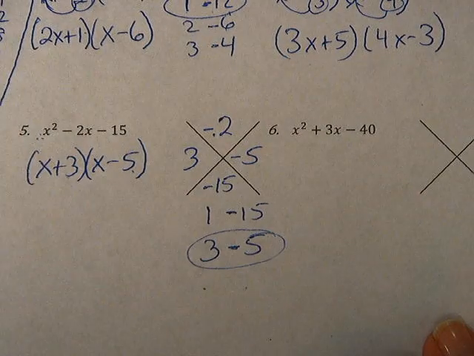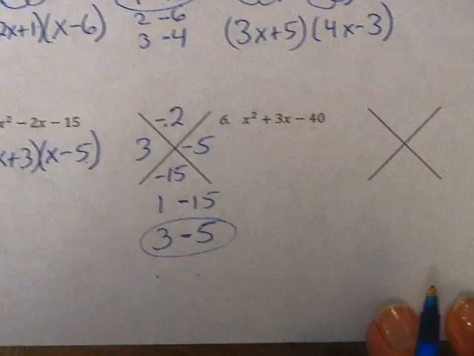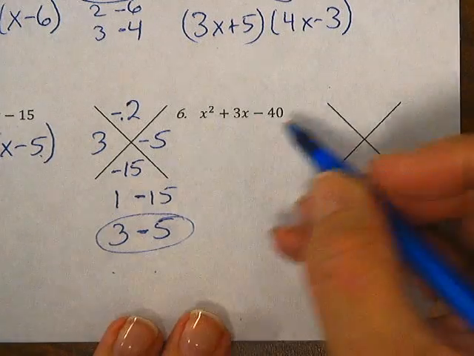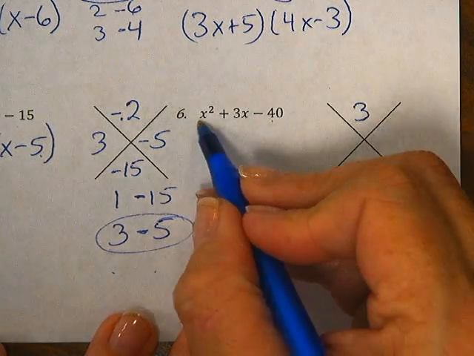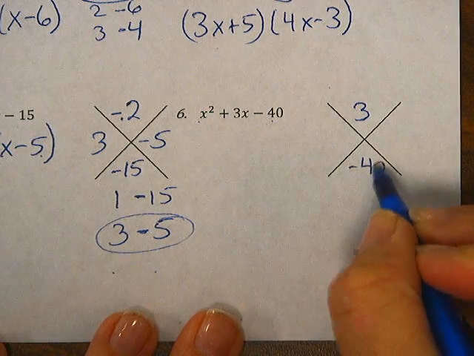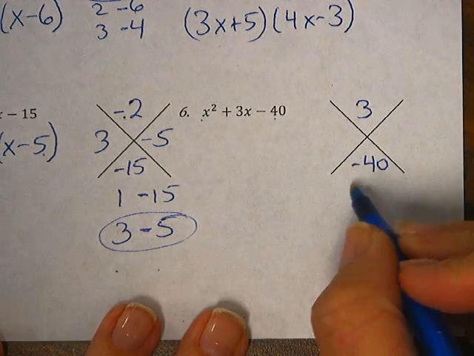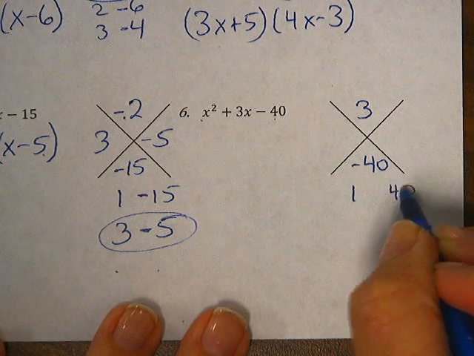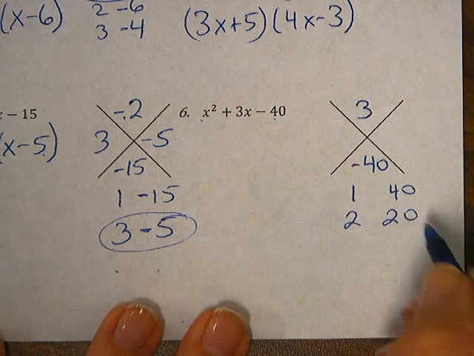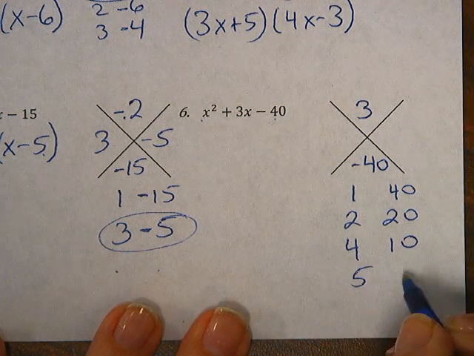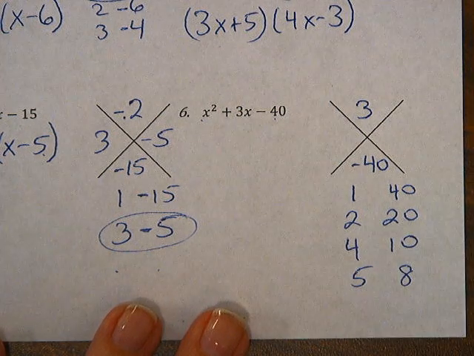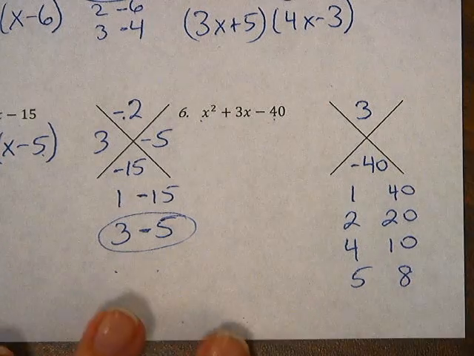Okay, so let's take a look at this last problem here. We put a 3 in the top, because that's our b value, and 1 times negative 40 is negative 40. My factors of negative 40 are 1 times 40, 2 times 20, 4 times 10, 5 times 8, and now we're going to start repeating again.